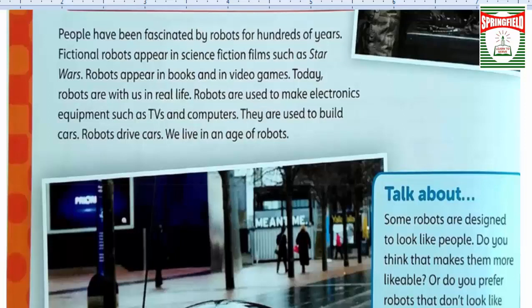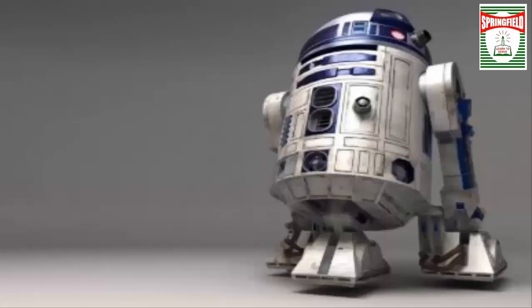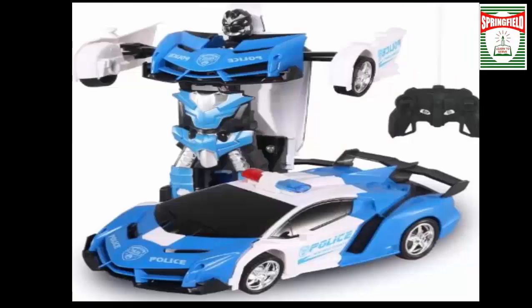People have been fascinated by robots for hundreds of years. Fictional robots appear in science fiction films such as Star Wars. Robots appear in books and video games, and today robots are with us in real life. Robots are used to make electronic equipment such as TVs and computers, and they are used to build cars. Robots drive cars, and we live in an age of robots.